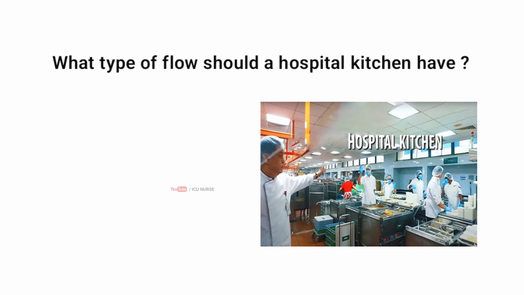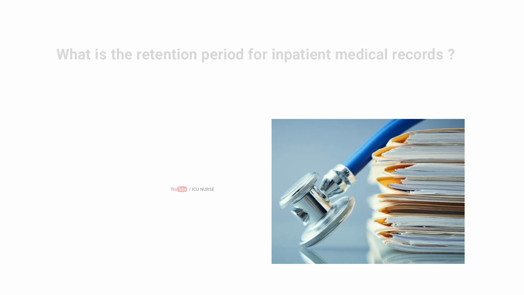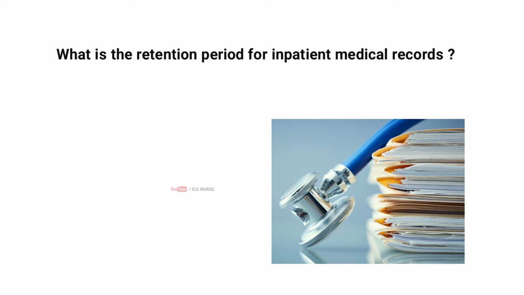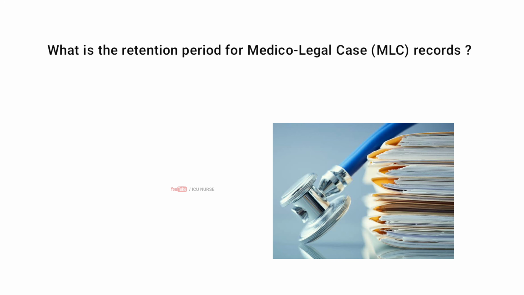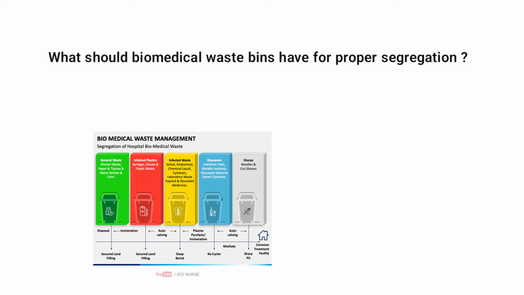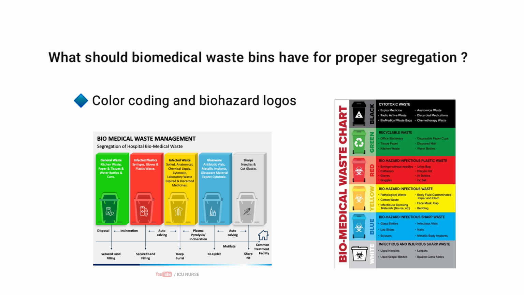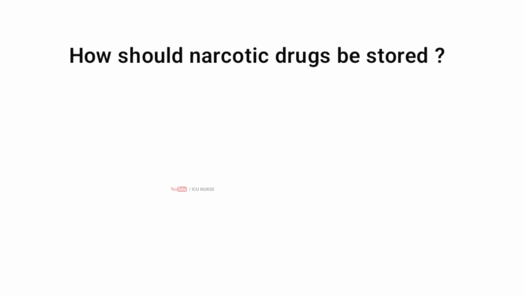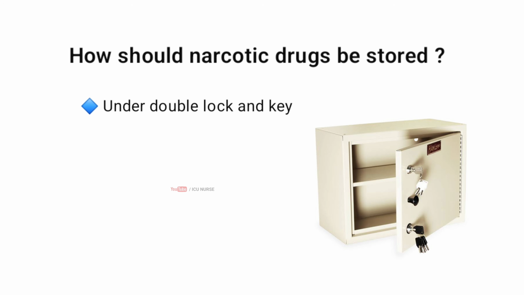What type of flow should a hospital kitchen have? Unidirectional flow. What is the retention period for inpatient medical records? 7 years after last visit. What is the retention period for medico-legal case records? For life or until Supreme Court judgment. What should biomedical waste bins have for proper segregation? Color coding and biohazard logos. How should narcotic drugs be stored? Under double lock and key.